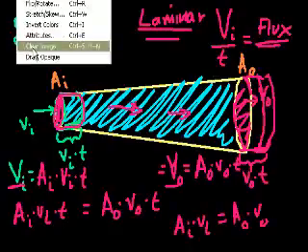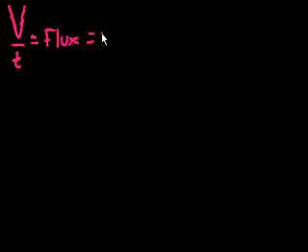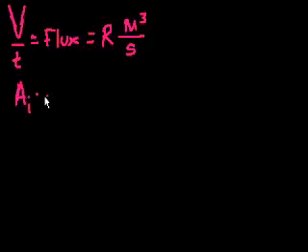Let me see if I have enough time. So we know that the volume per time, big V over t, is equal to flux. And actually, the variable people generally use for flux is R, and of course its unit is meters cubed per second. We also know that the input area times the input velocity, that's a lowercase v, is equal to the output area times the output velocity. And this is called the equation of continuity, and it holds true whenever we have laminar flow.